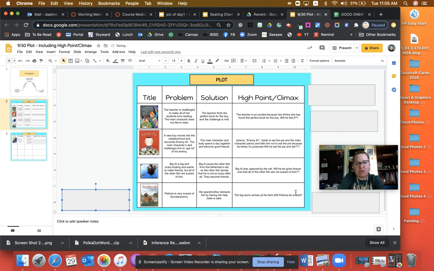And then for Thunder Cake, which is the story that you got to hear yesterday, I decided the high point of the story was when the big storm finally arrives at the farm, and will Patricia be scared when it finally gets to where they are? That's the high point. That's what the story has been building up to the whole time. It's getting closer and closer and closer. How is Patricia going to react when the storm is actually there?